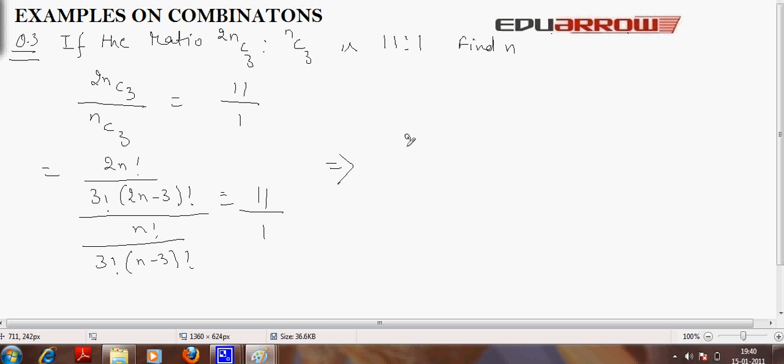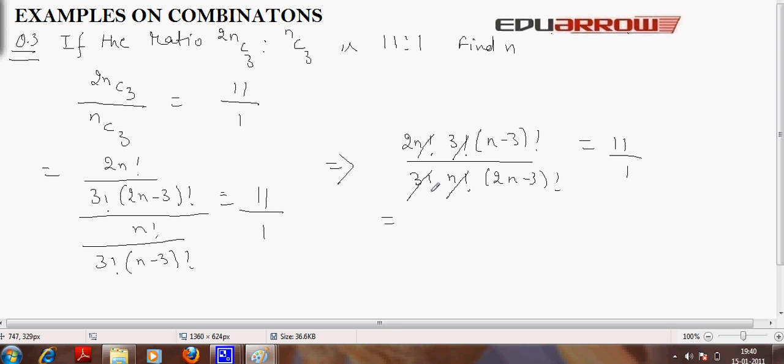From here we get 2n factorial into 3 factorial into n minus 3 factorial divided by 3 factorial into n factorial into 2n minus 3 factorial is equal to 11 by 1. 3 factorial is cancelled by 3 factorial. Sorry, I made one mistake. We cannot cancel out n factorial by 2n factorial. So this is equal to 2n factorial into n minus 3 factorial upon n factorial into 2n minus 3 factorial, which is equal to 11 by 1.